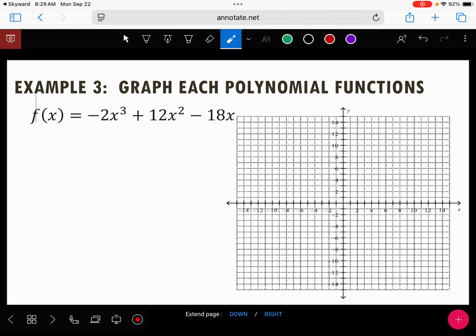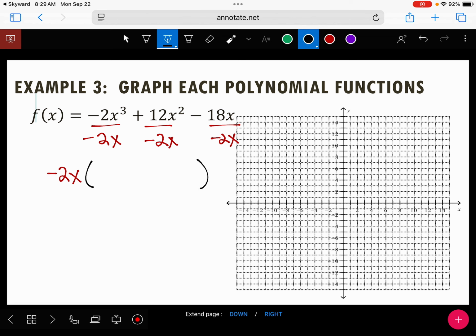What do you think my GCF is going to be? Negative 2x or negative 2x squared? Negative 2x. Good. So let's go ahead and take that out. So that's going to leave me with x squared minus 6x plus 9. Go ahead and factor that down.